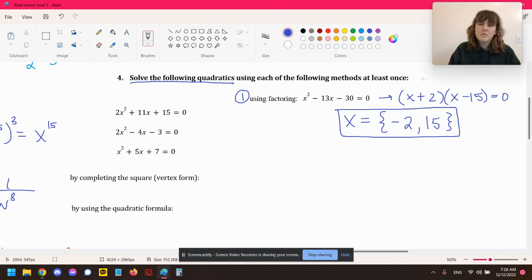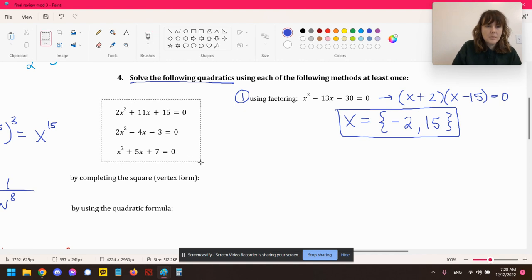When I plug in a -2, -2 plus 2 is 0. Nice. And then -2 minus 15 is -17. 0 times -17, 0. Same thing for +15. We just want one of these factors to be 0 because then it eventually will zero out the entire equation.